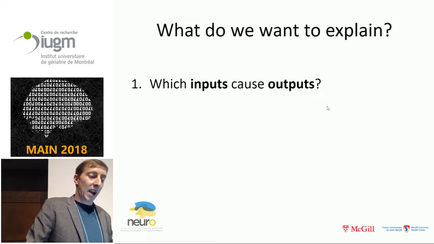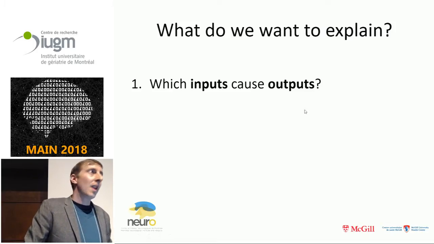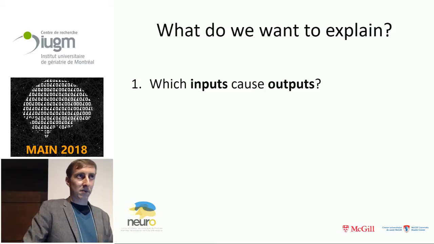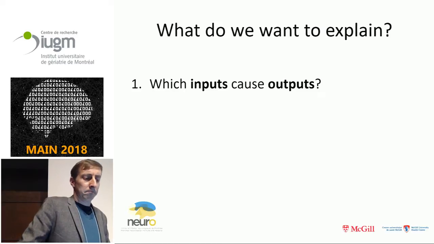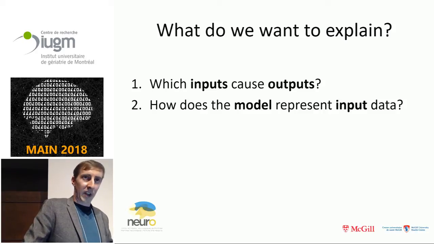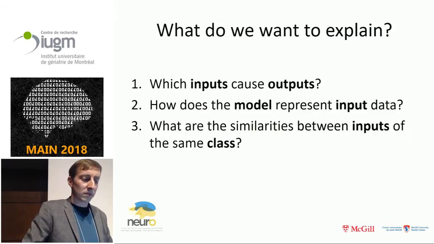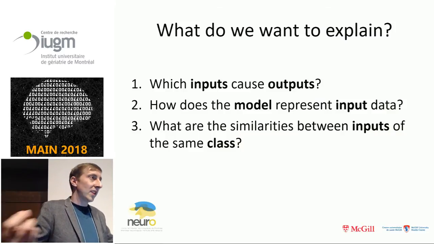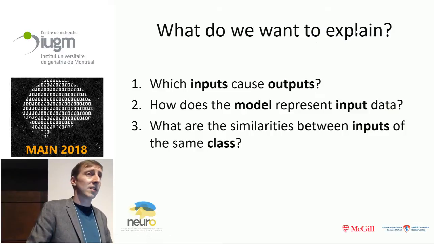So, what do we want to explain exactly? There's a million ways to ask this question, and I don't think any of our methods actually answer any of these questions, and it's important to think about. Which inputs cause the output predictions? Causality is maybe the point of all this. And then you can also ask, how does the model represent this input data inside the black box? And what are the similarities between the inputs that the model learns that allow semantic representations of similarity between classes?